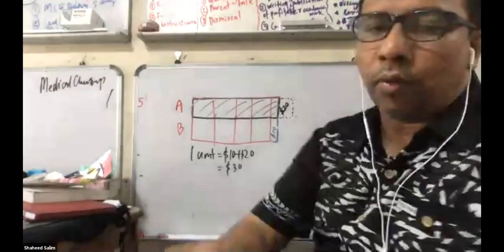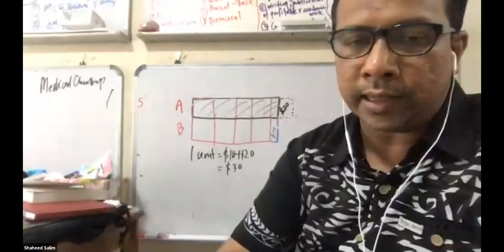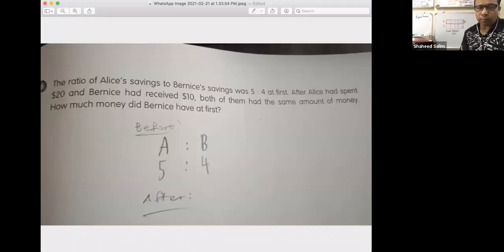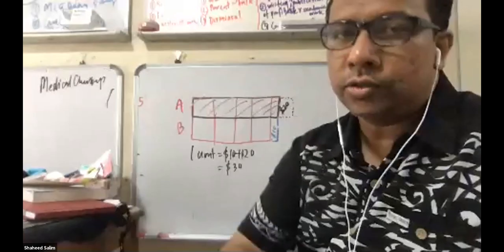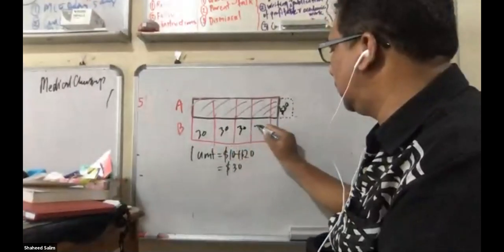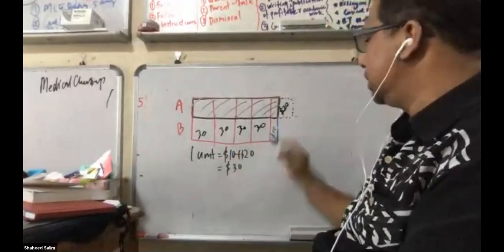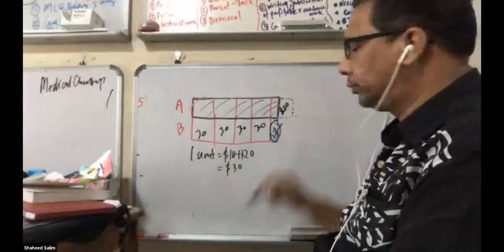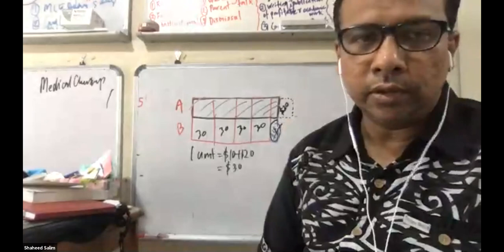You want to find what? In the front, the answer is 120. How much money did Bernice have at first? So Bernice, this one's 30, 120, correct? Because this $10 is not counted. Easy? Quite easy.